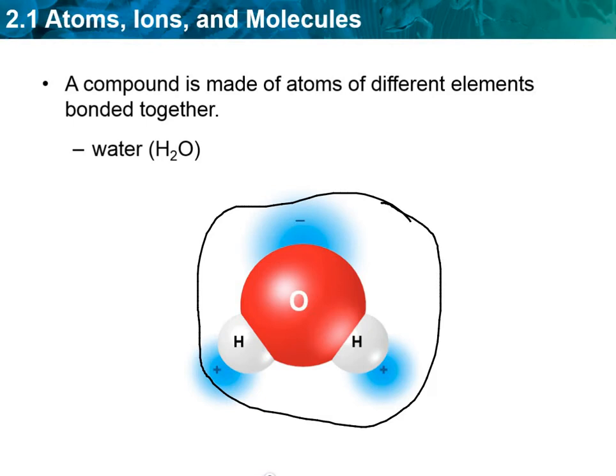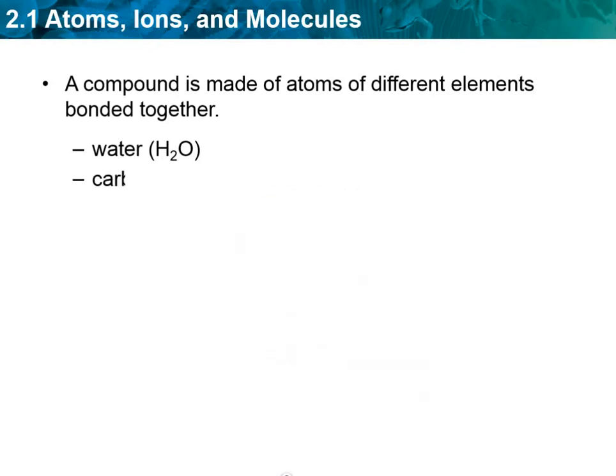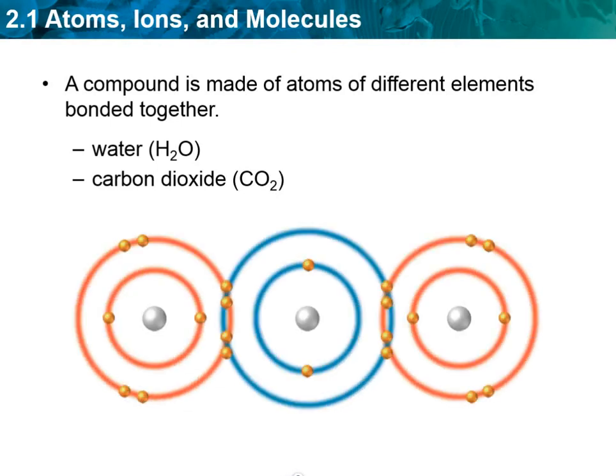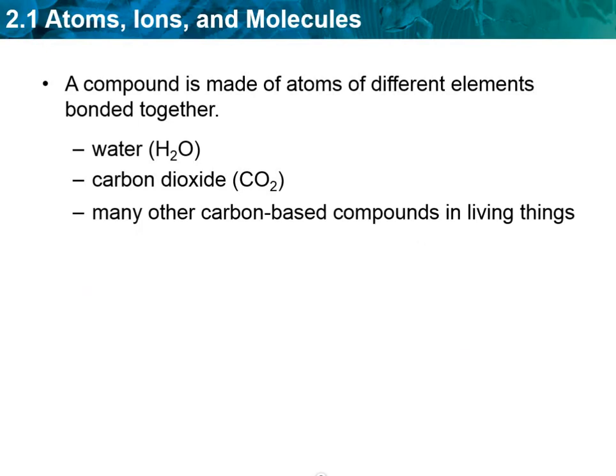And again, the actual bonds and all of that forming between the atoms, that's known as a compound. Carbon dioxide is another example of a compound. So you've got one carbon and two oxygens out on the sides. So many other carbon-based compounds are found in living things, and we're going to talk about them later in this chapter.